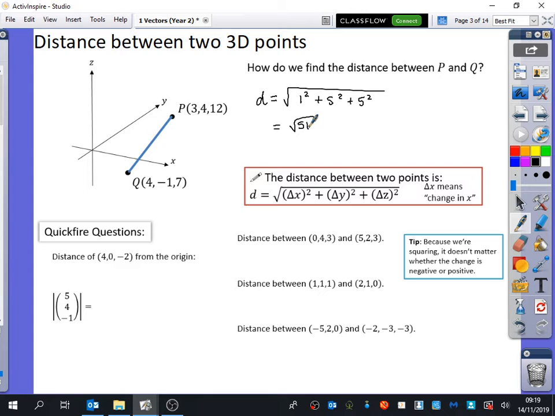You can see what I've written here: the distance between 2 points is the change in x squared, the change in y squared, the change in z squared, all added and square rooted. Another way to think about these ideas is to think of these two things as vectors. This is the position vector of p, this is the position vector of q, and this vector is pq.